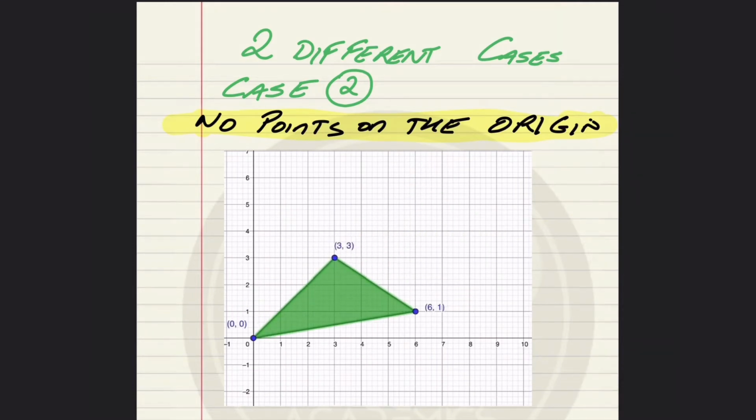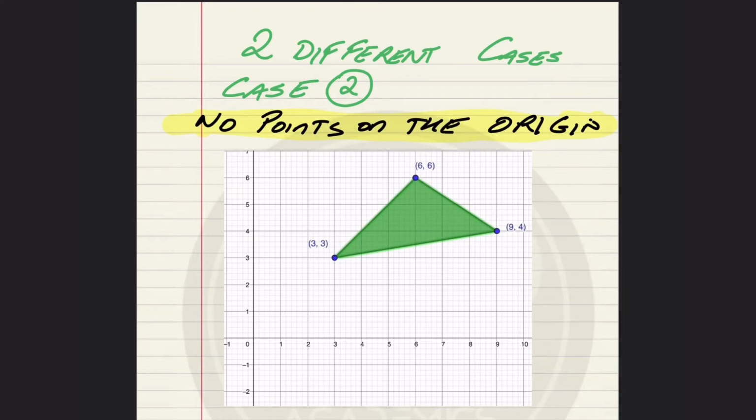And now we have 2 new values for the other points. If I go back to my original position, this point is 3, 3, this point is 6, 6, and this point here is 9, 4. I want this point, 3, 3, to become the origin. So I want to move it down to where the origin is. But these other 2 points have to translate at the same rate. So they have to move in the same way.